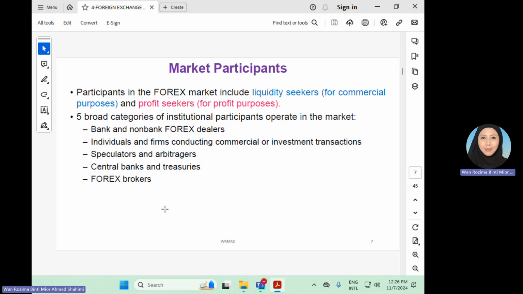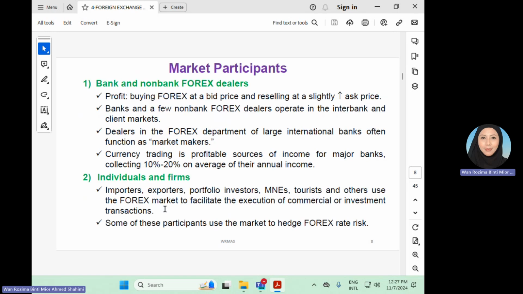So there are 5 broad categories of institutional participants operating in the markets: banks and non-banks, which is the major one; individuals and MNCs or businesses conducting commercial and investment transactions; speculators and arbitrageurs; central banks and treasuries; and forex brokers. The obvious profit seekers are definitely speculators and arbitrageurs. So one by one, bank and non-bank forex dealers.